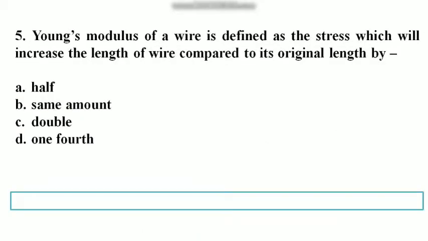Young's modulus of a wire is defined as the stress which will increase the length of wire compared to its original length by: option A half, option B same amount, option C double, and option D 1/4.